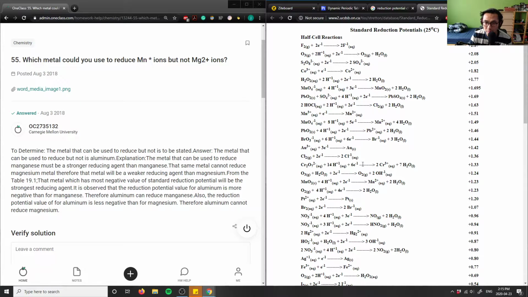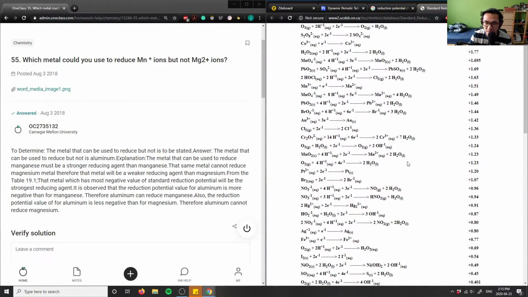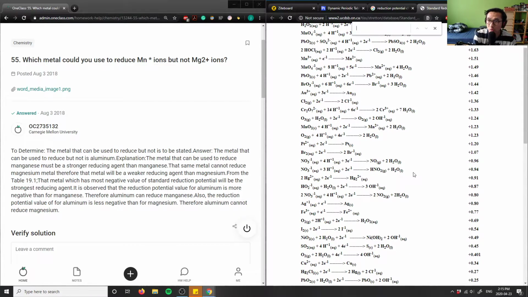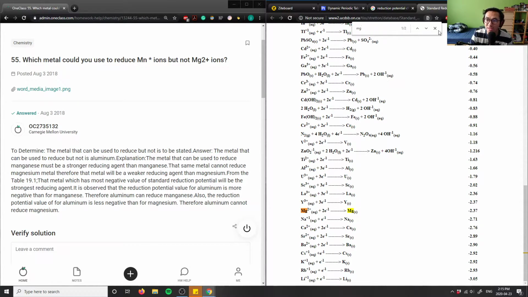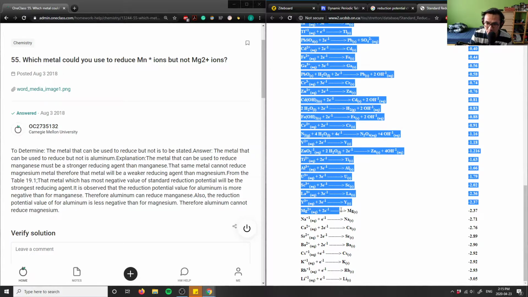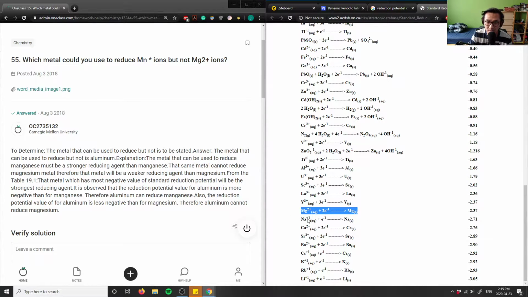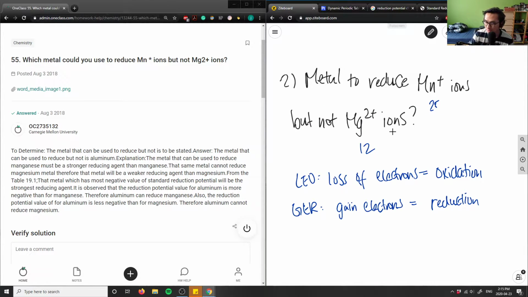Let me see where magnesium would be. There's another manganese dioxide here. But let me see if I can control find Mg. There we go. Mg here is 2+, right? This is the reduction of magnesium. It has a reduction value of negative 2.37. So let me just write this down here. Negative 2.37 is my reduction potential for the magnesium.